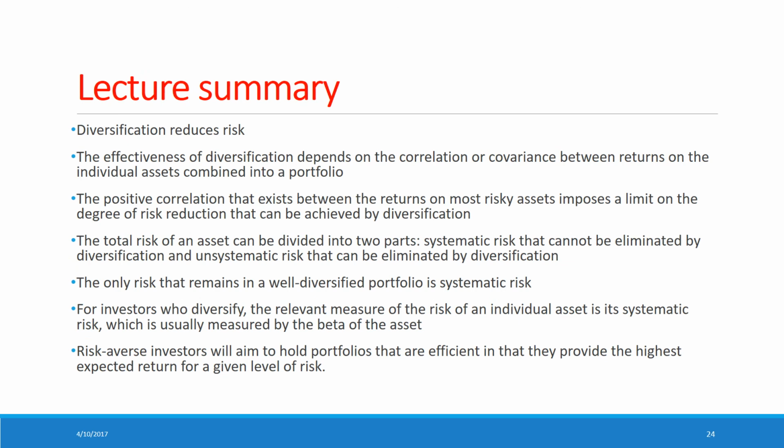So to summarize the lecture, in this lecture we look at a very fundamental concept to asset pricing or portfolio investment, that is diversification. So we say that when we combine different assets with less than perfect correlation, the total portfolio risk can be reduced, because we eliminate the unsystematic risk component, right? As we see before, the benefit of diversification changes according to the correlation of different assets, yeah? So when we have a lower correlation, we have more diversification benefits. The positive correlation that exists between returns on most risky assets imposes a limit on the degree of risk reduction that can be achieved by diversification.